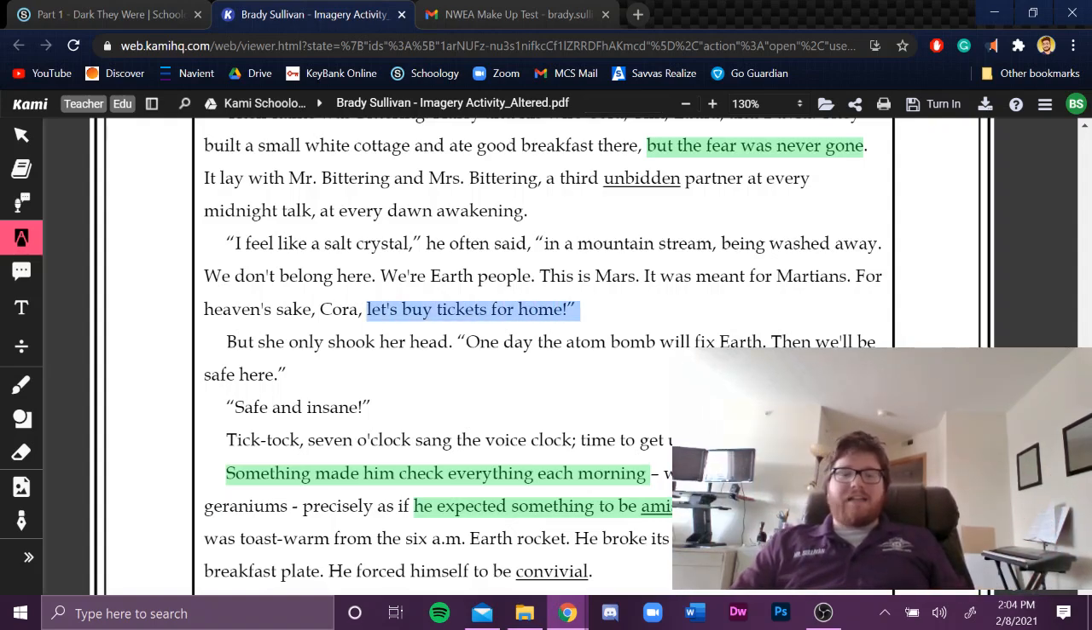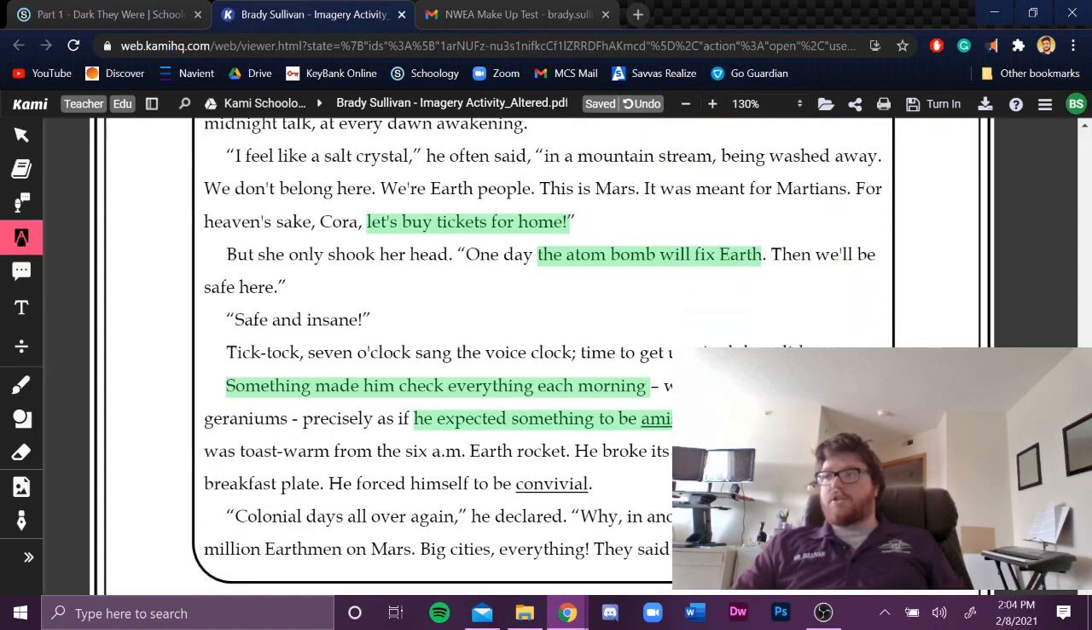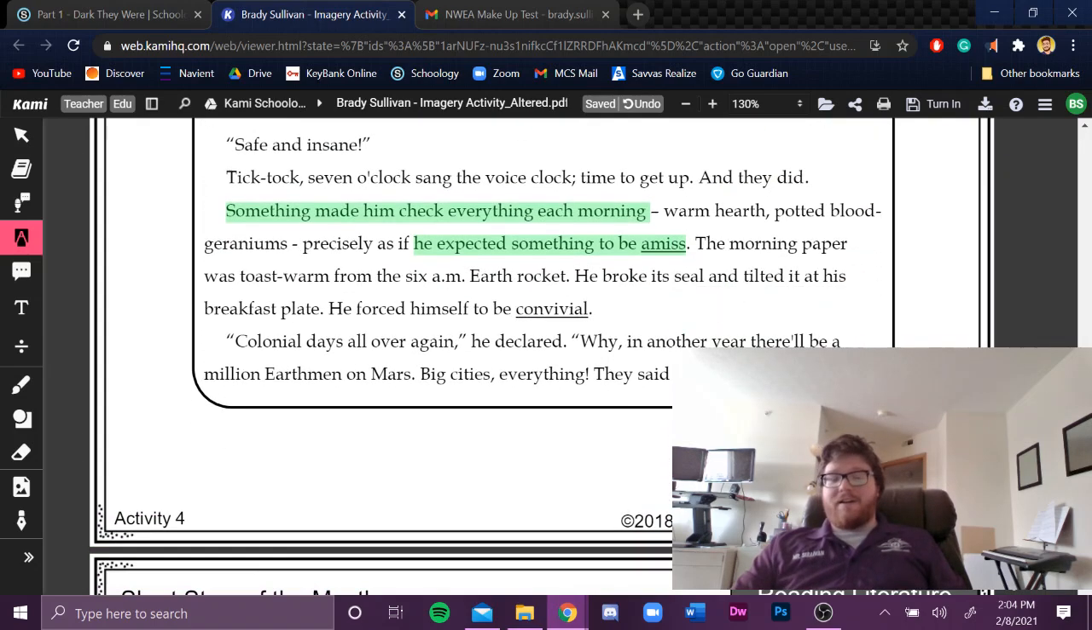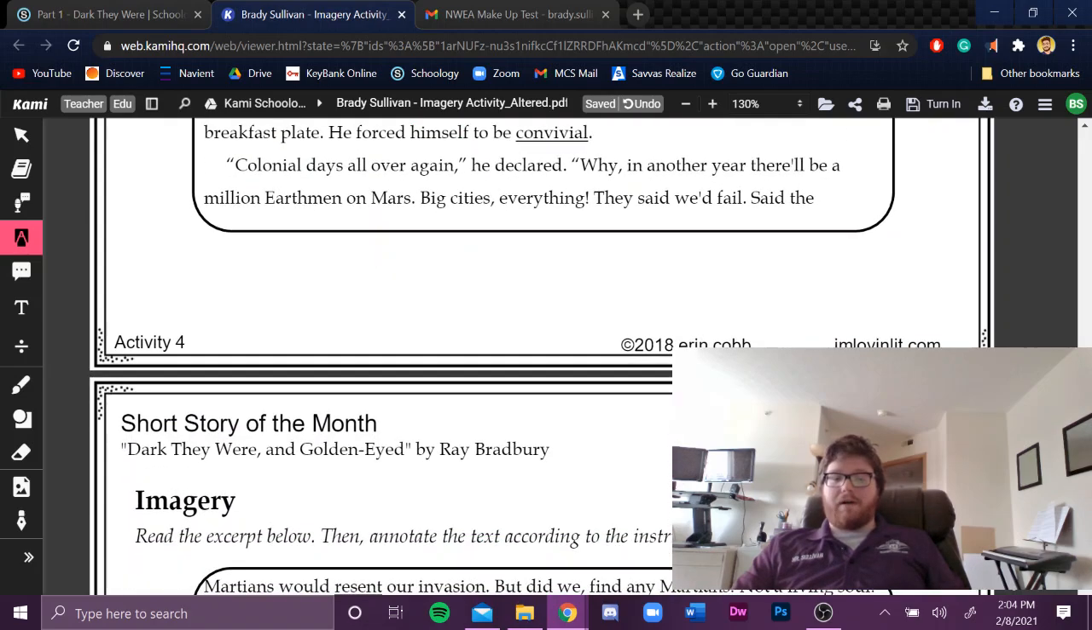And he says, let's just go home. And she tells him, we can't go home. One day, the atom bomb or nuclear bombs will destroy the earth. And this is where they're going to be safe. Continuing through here, the ones that we've seen, something made him check every morning to see everything because he thought something would be wrong or out of place.